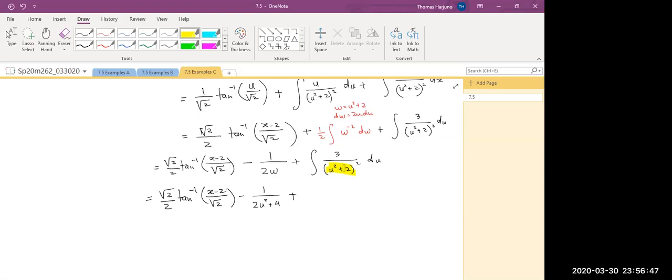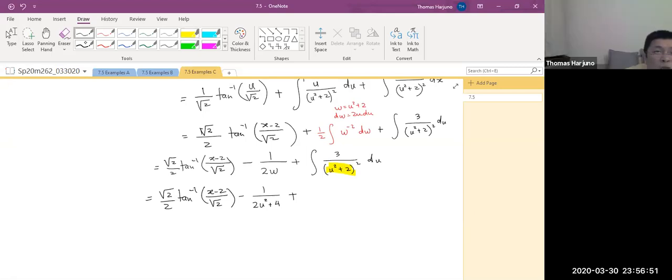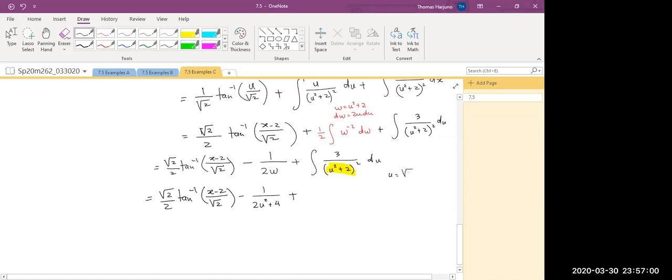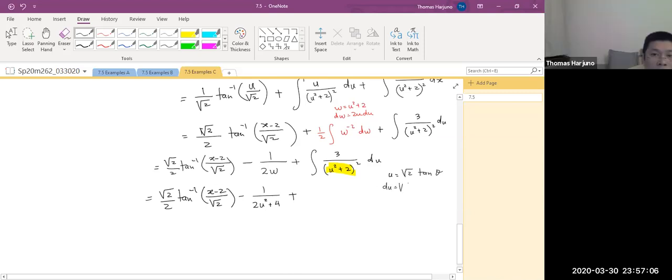This is where I got stuck. I don't know what to do first, but I think what I will do is the following. I will use trig substitution: u equals square root of 2 tangent theta. So du is square root of 2 secant squared theta d theta.